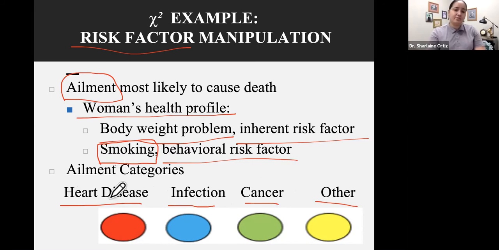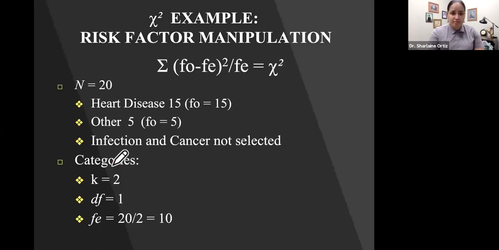Now we have switched the categories. We're trying to see if these risk factors are related to these ailment categories. Let's find out what those tallies actually are.